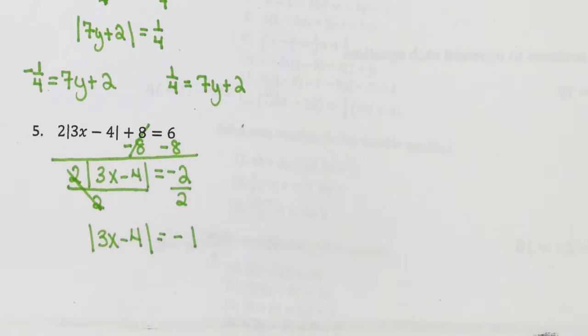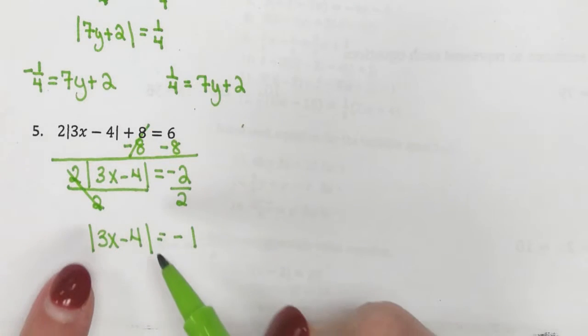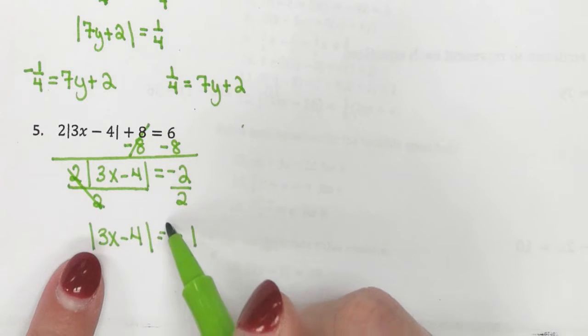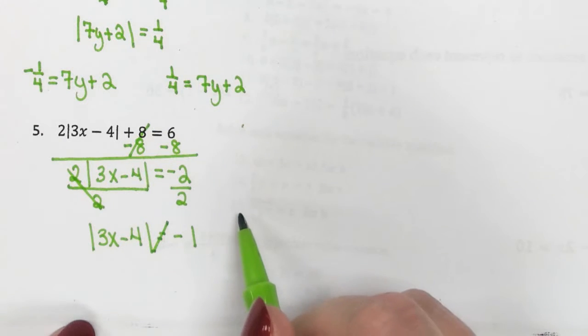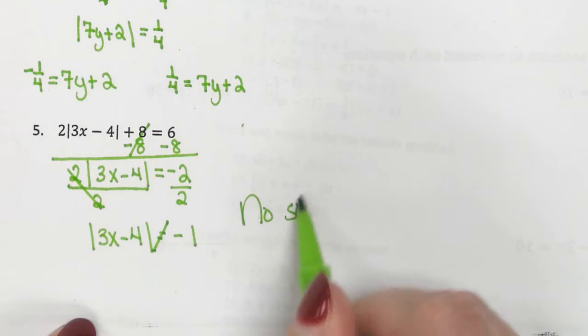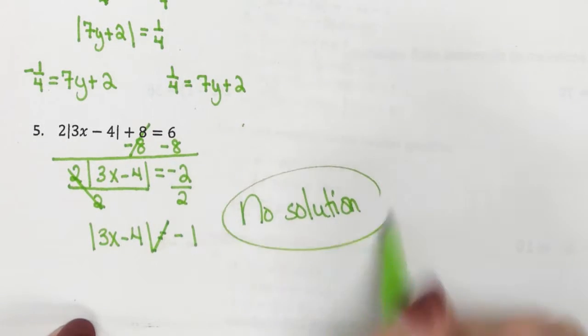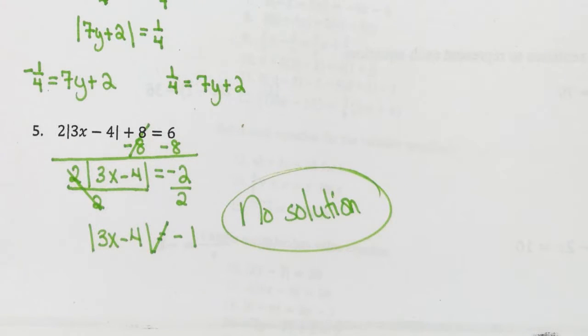Can an absolute value ever equal a negative 1? No. So if this is not possible, if absolute values can never equal a negative 1, it's a what? No solution. Look at you go. Yeah? Y'all okay?